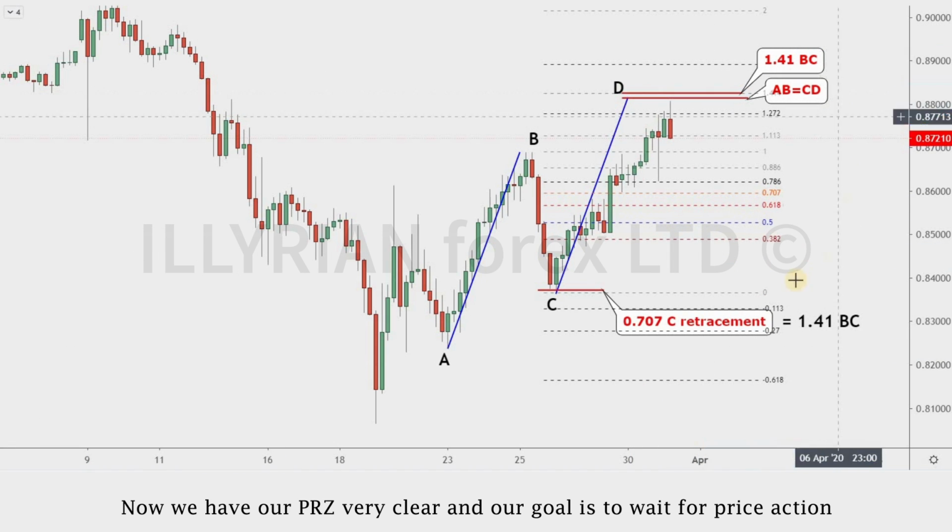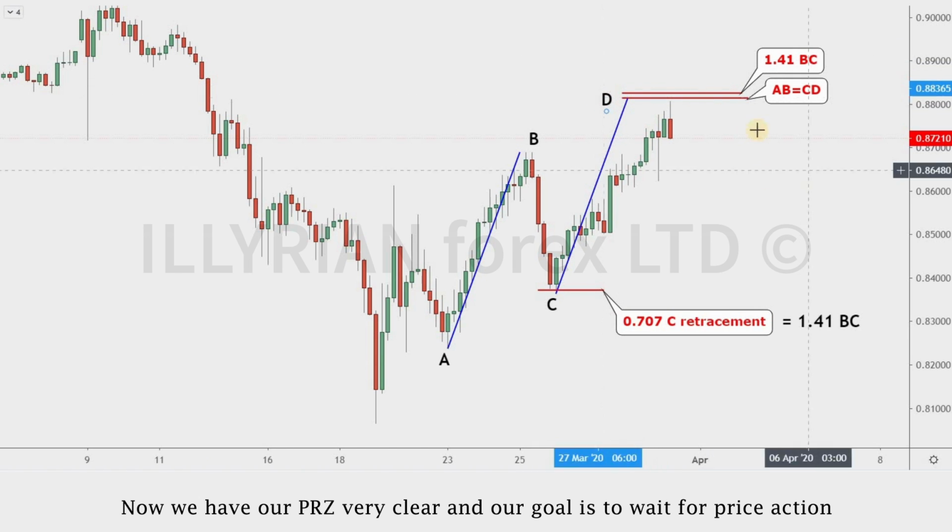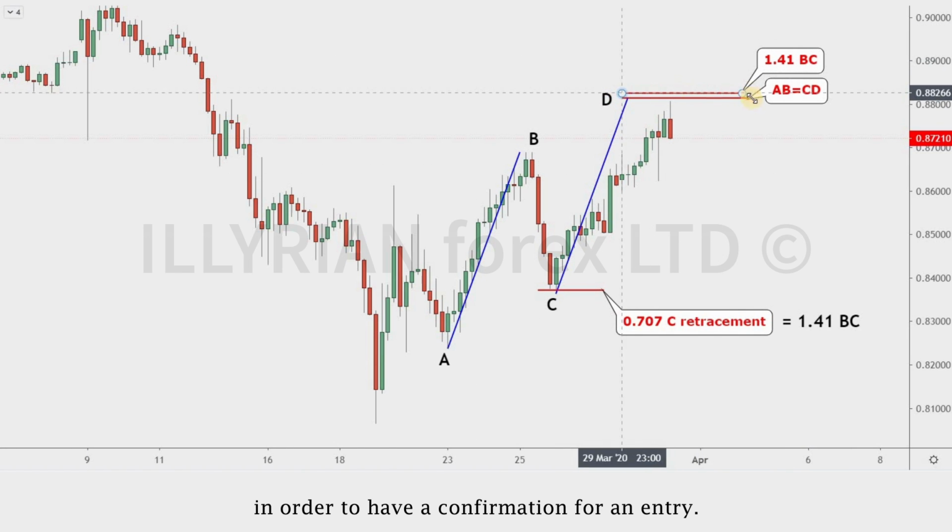Now we have our PRZ very clear, and our goal is to wait for price action in order to have a confirmation for an entry.